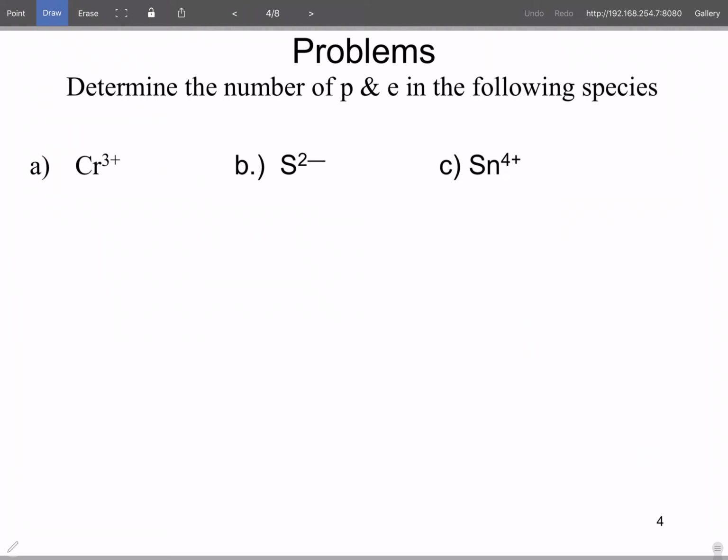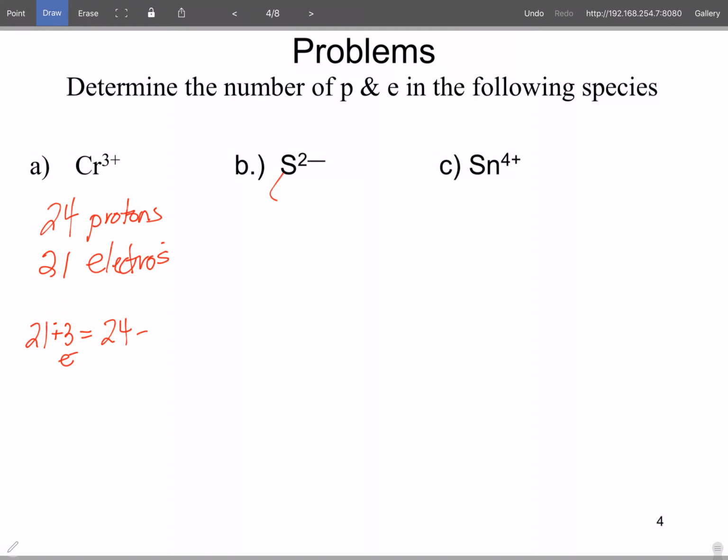So for chromium 3 plus, if we look on the periodic table, chromium has 24 protons, which means in a neutral species, it would have 24 electrons too. But we're up 3 positive, which means we lost 3 electrons. Because 21 plus 3 is 24 negatives. And these are 3 electrons lost. So that's how we count the electrons.